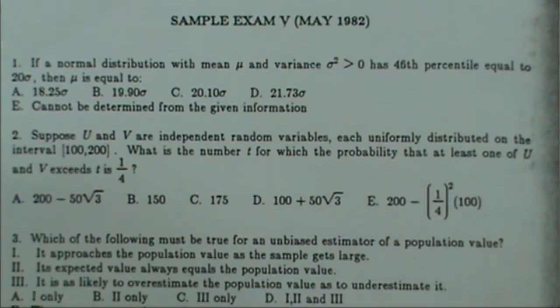Number 2, suppose u and v are independent random variables, each uniformly distributed on the interval 100 to 200. What is the number t for which the probability that at least one of u and v exceeds t is 1/4?